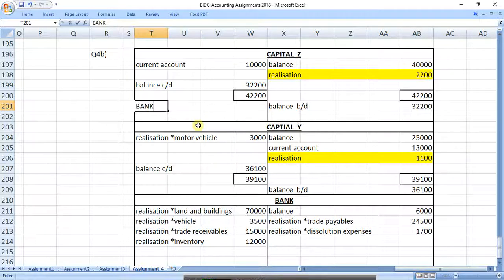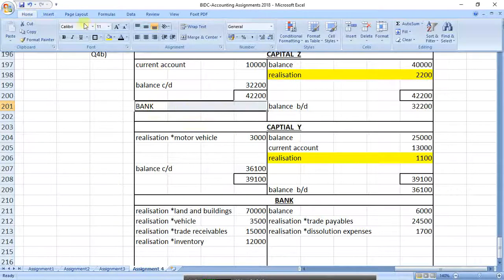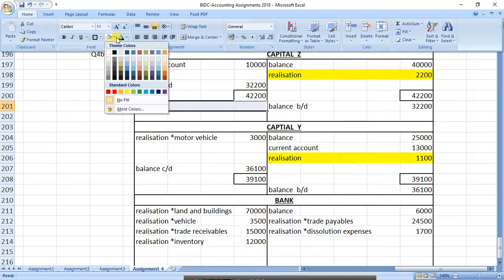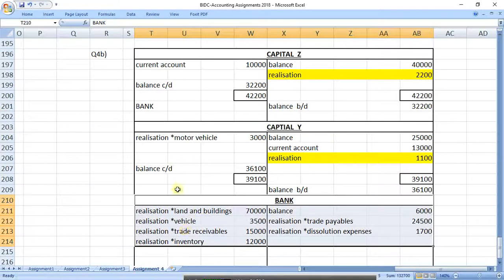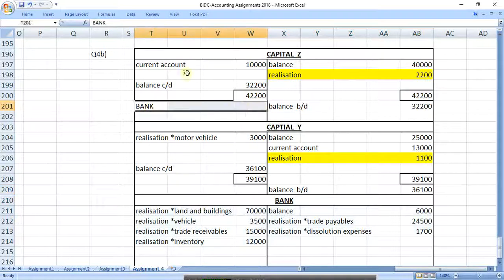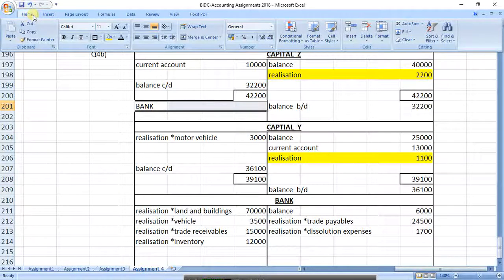Bank. See, this is the payoff, the payout. Okay, and that's what the question asks you to do. Calculate the amount that each partner would get in the dissolution. Actually, you don't need to draw up the bank. Just say calculate the amount due to each partner when the bank account is closed. Okay, so when the bank account is closed, you're going to close it off with that figure because that's what they want. They said calculate the amount due to each partner.